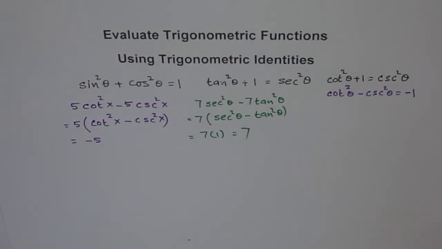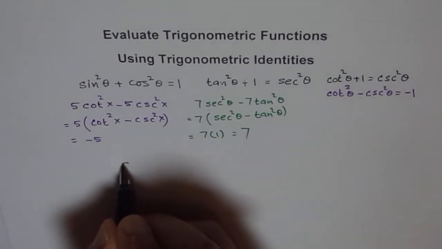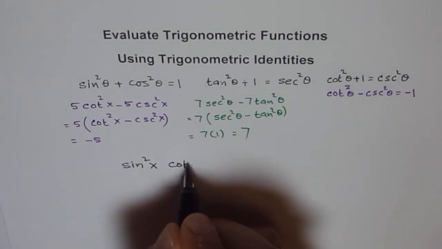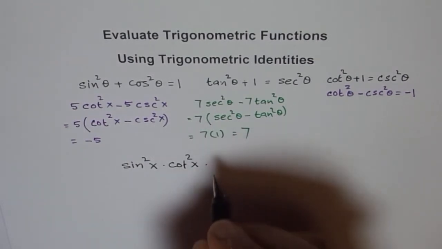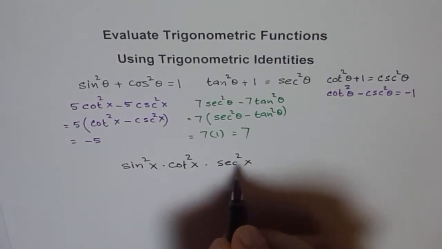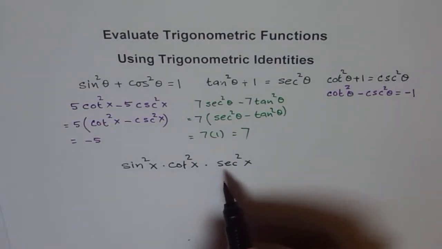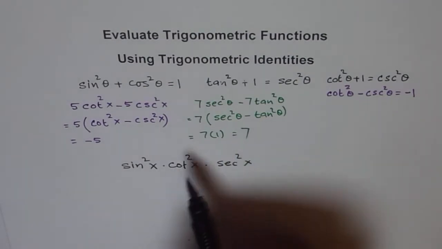Okay, so that's what we mean by evaluating a function using the identities. Now let me give you one problem for you to try. Let's have this problem as sine square x times cot square x times secant square x. You can try to evaluate this kind of expression and see what you get. So follow the same strategy.